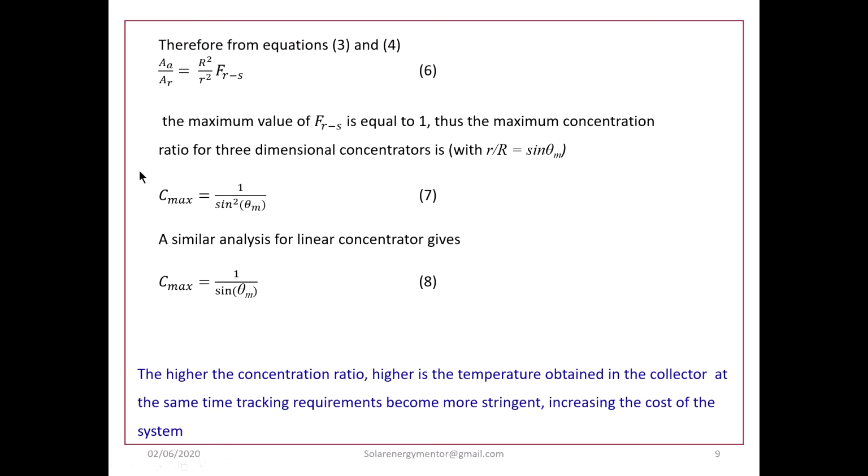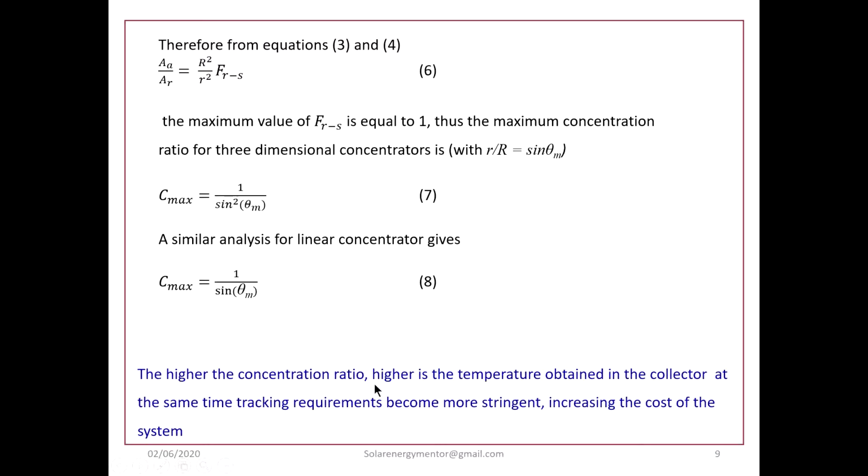And for a parabolic dish concentrator, if the acceptance angle is say 1 degree, then 1 by sin square 1 degree gives you the maximum concentration ratio for that parabolic dish. Now this forms the benchmark of the maximum concentration ratio. Suppose we build a parabolic trough concentrator system with a design of 3 degrees acceptance angle. Then what is the theoretical maximum concentration ratio we can achieve? If we use this formula, that gives you the benchmark of concentration ratio. The actual concentration ratio will always be less than this.